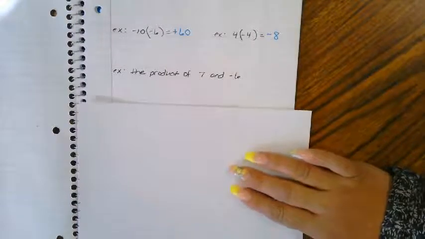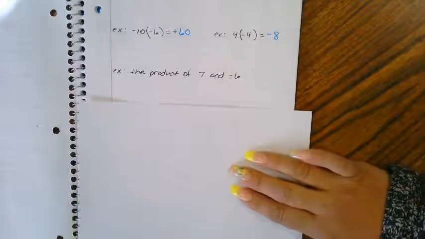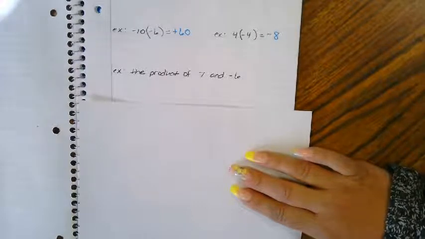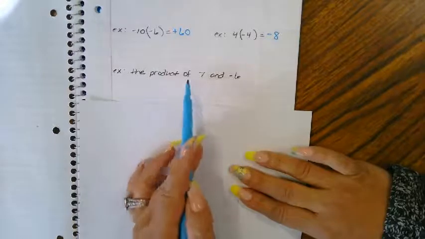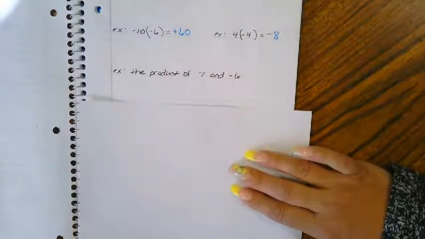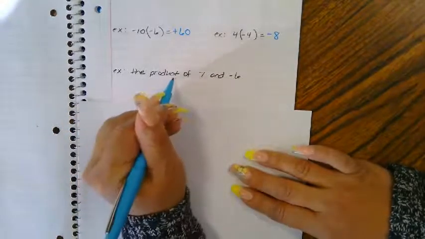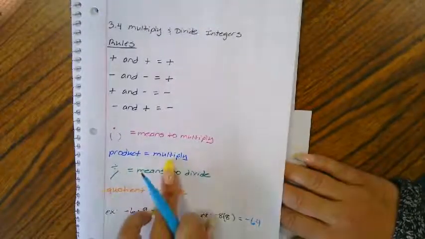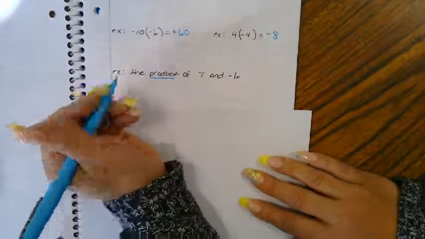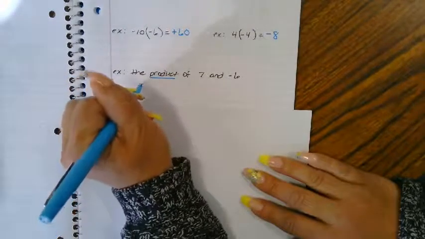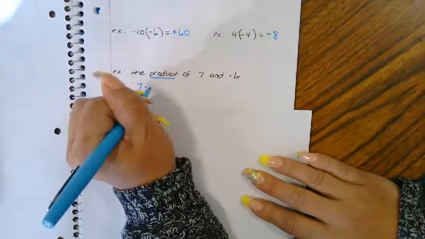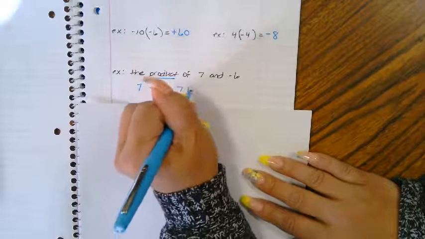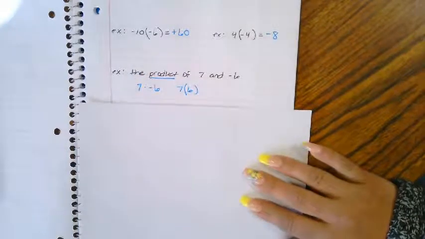All right, let's look at this. This is one of those ones that it's kind of like a word problem, but we've been translating mostly. The product of 7 and negative 6. Okay, so we know product, if we look over here, means we're going to multiply, right? So we're going to multiply this. And we can use a dot and do 7 times negative 6, like that, or we can just write it like that. Either one, okay, means the same thing.